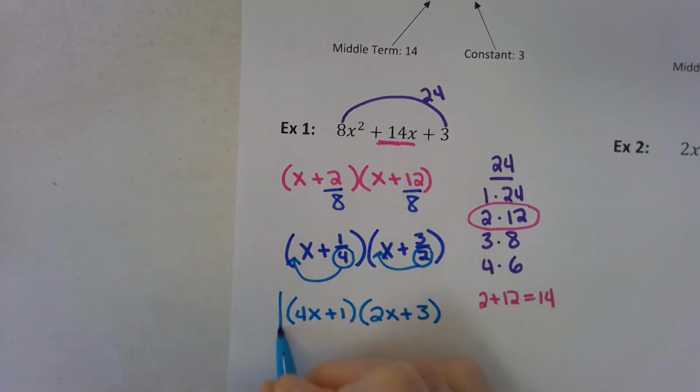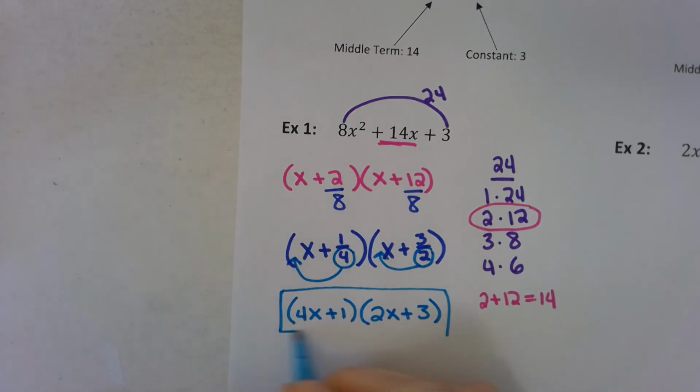And I can just do a very quick check to make sure that I at least did all my steps. If I multiplied 4x times 2x, that's 8x squared. If I multiply 1 times 3, that's 3.